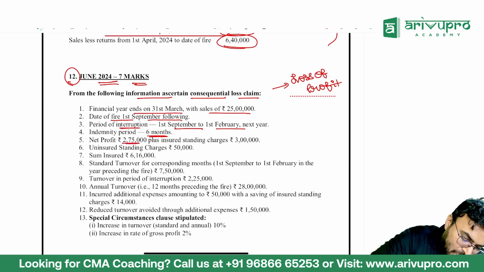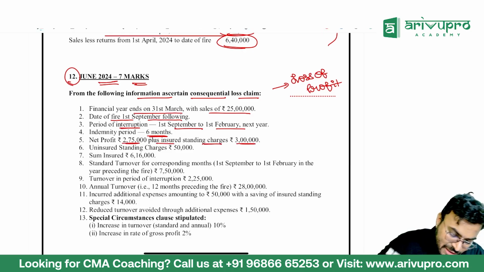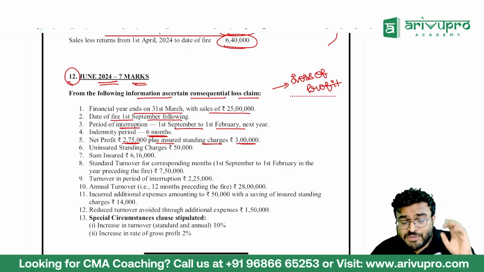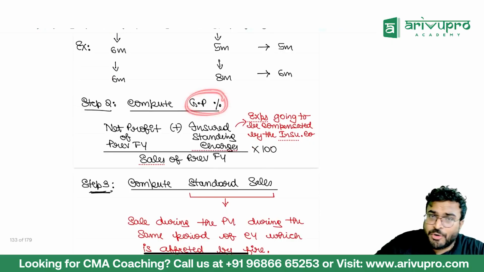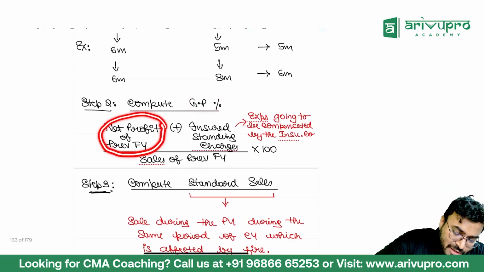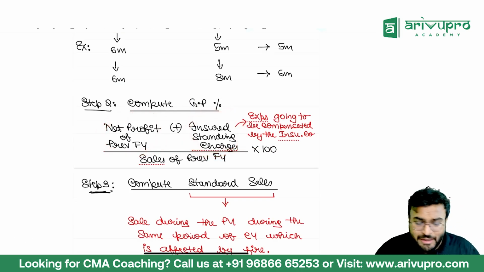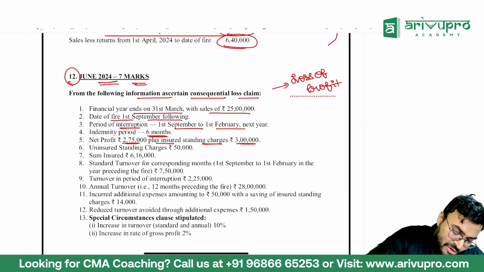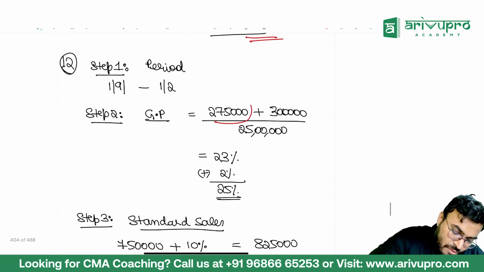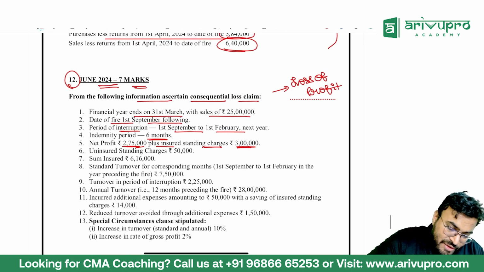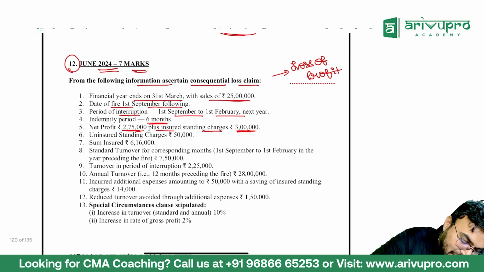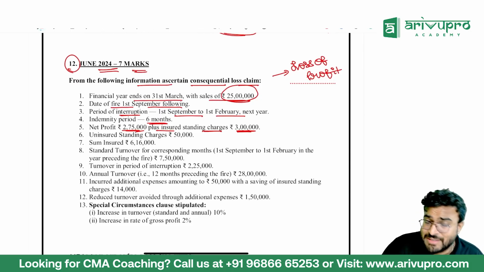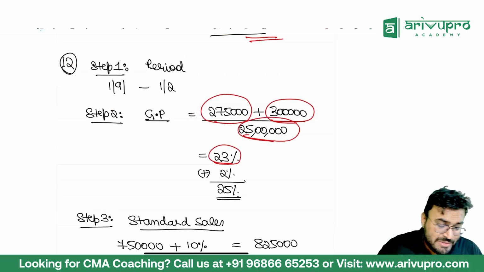Now, net profit 2,75,000 plus insured standing charges 3 lakhs. Net profit they have given of last financial year plus insured standing charges. What was the second step? Compute gross profit percentage. How will you compute gross profit percentage? Net profit of previous year plus insured standing charges divided by sales. Now you can see over here, net profit is 2,75,000 plus insured standing charges, they have given 3 lakhs, divided by sales. Okay, we have to find the sales of last financial year. Can you see, in the first sentence only they said the financial year ends with the sale of 25 lakhs. So divide by 25 lakhs, you will get gross profit percentage of 23%.